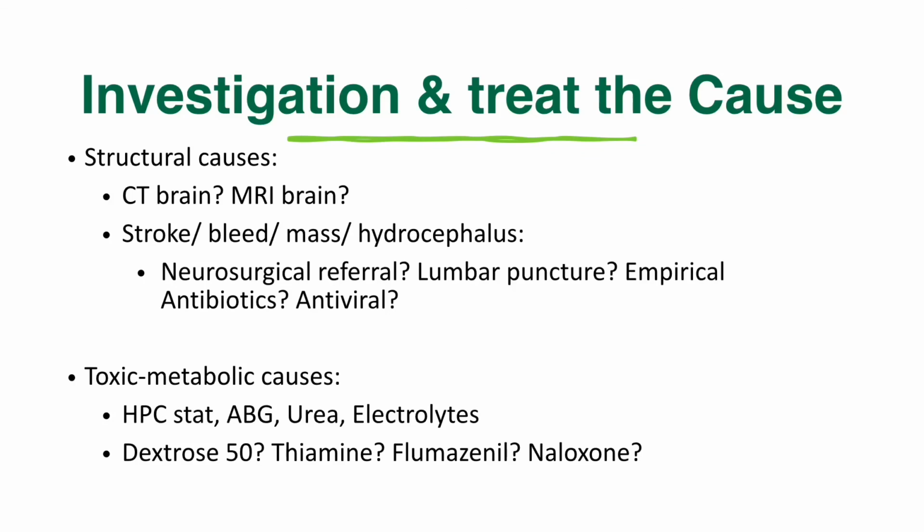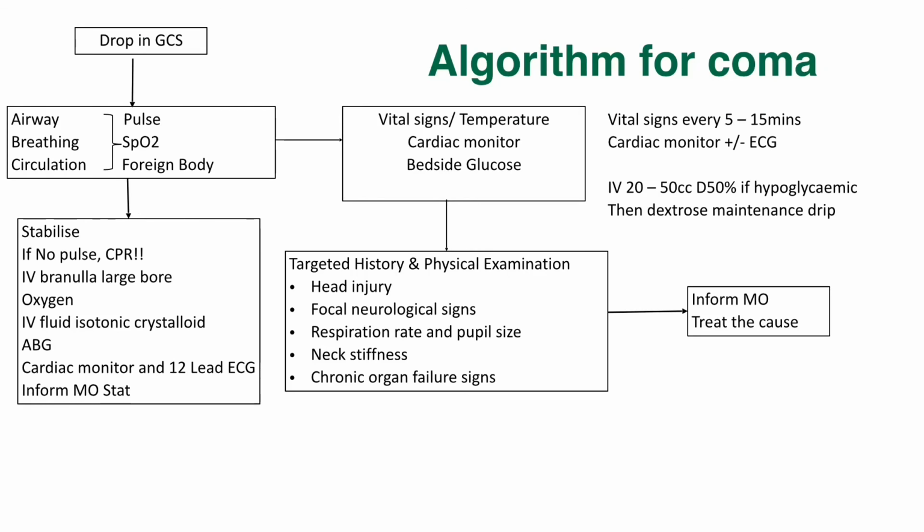Some reversible causes can be easily treated using reversal or antidote agents, like dextrose 50 for hypoglycemia, thiamine for alcohol withdrawal, flumazenil for benzodiazepine overdose, and also naloxone for opiate overdose. This is the algorithm for the approach to coma. Pause the video and carefully read through. I hope it will help you during your on-call.